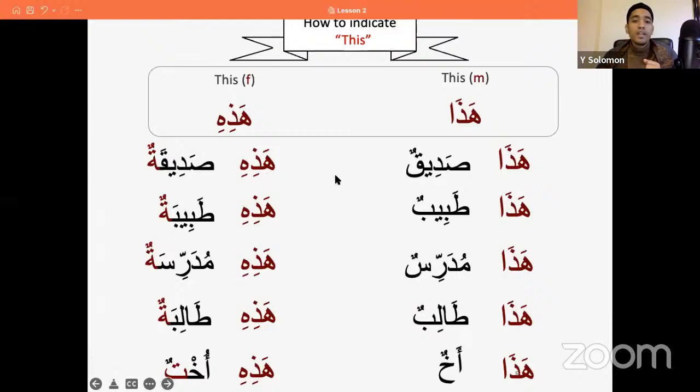This ka or ki at the end of a word has zero effect on whether we say هذا or هذه. The word هذا or هذه depends on the word we are indicating. For example, if I say, this is your friend, I am pointing to the friend. If the friend is masculine, I say هذا صديقك. If the friend is feminine, I say هذه صديقتك. Okay, I know it's challenging, but the exercises we're going to do now will clarify.